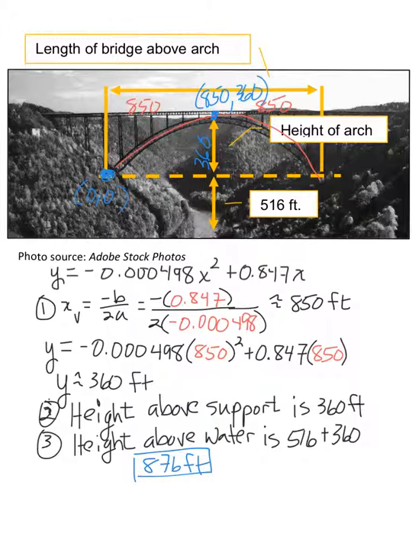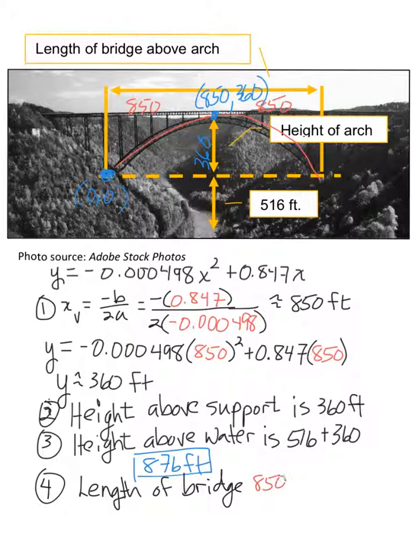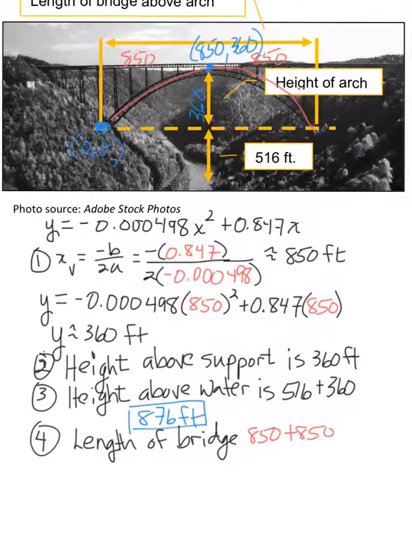And then step 4, the length of the bridge, even though I disagree because I think the bridge is longer, but again, I'm not queen of the world. So we're going to take the first 850 and add to that the second 850. So we already discussed that we're going from here to here. And that's going to equal a total of 1,700 feet.